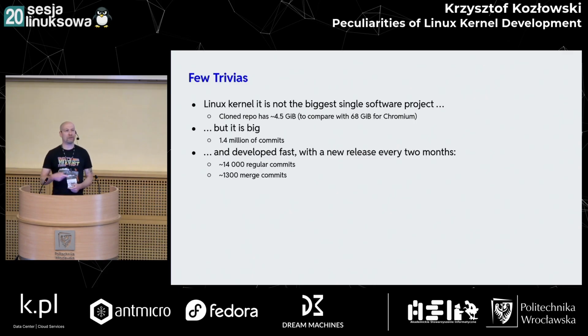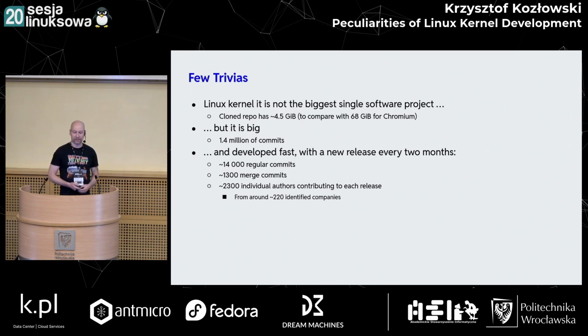So every 2 months, there's a new release of the Linux kernel. Such a release has around 14,000 commits and around 1,300 merge commits. So the main trunk branch is not rebased, therefore there's a lot of branching and merging. There are around 2,300 individual contributors to each kernel release, which is attributed to around 200 companies. These are not the same people on every release, so the people do change.